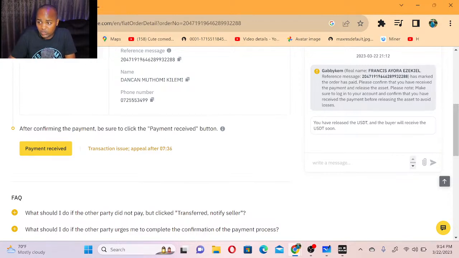That is something you have to understand. I don't have crypto in my wallet, so after I click sell, Binance takes those cryptos. So if I don't click payment received, the crypto is to be sent to him, so he will provide evidence to Binance, and then the crypto will just be taken by force, as long as there is payment proof and all that.